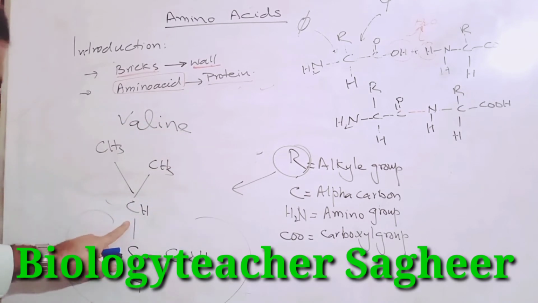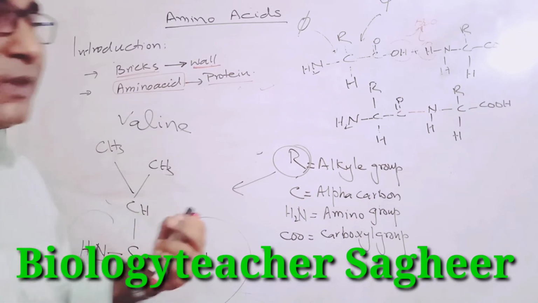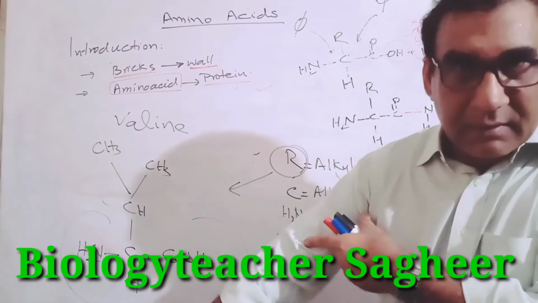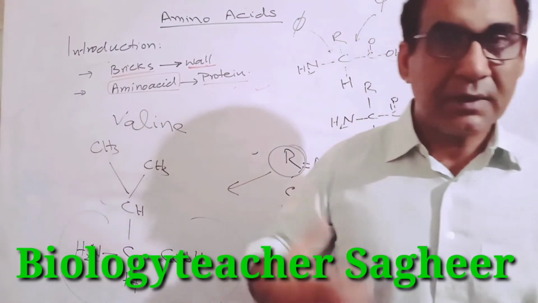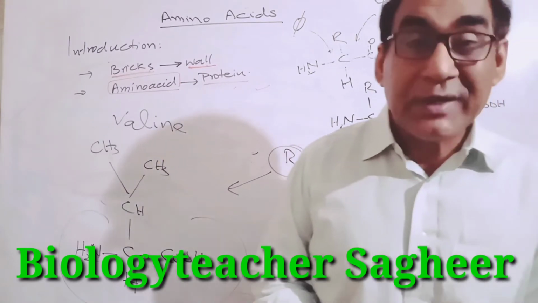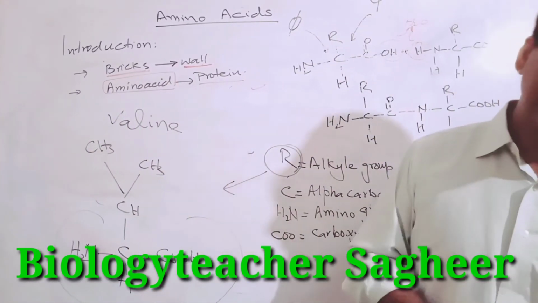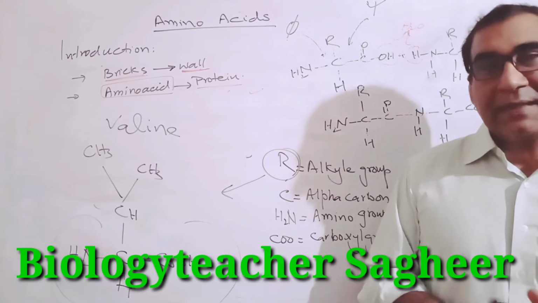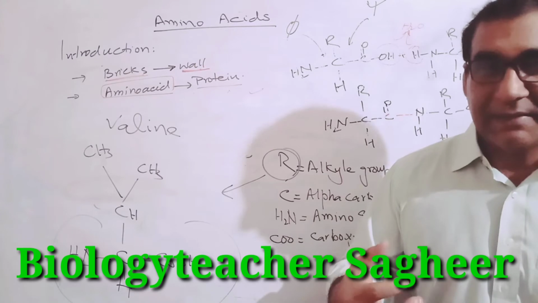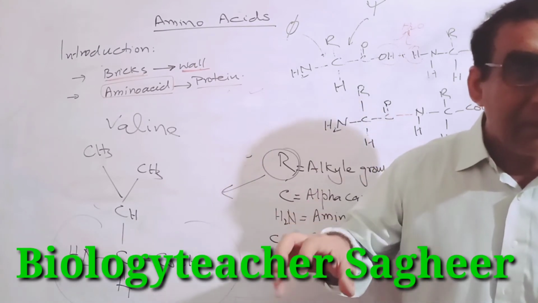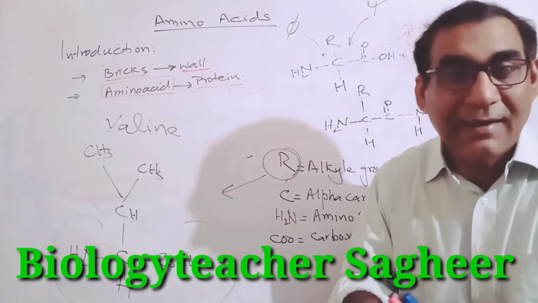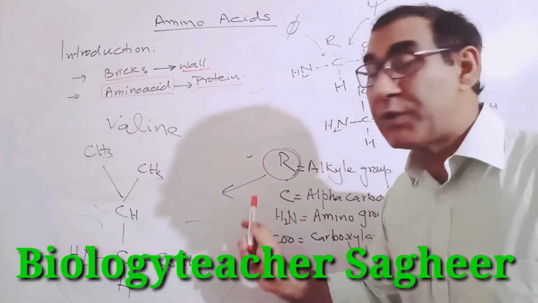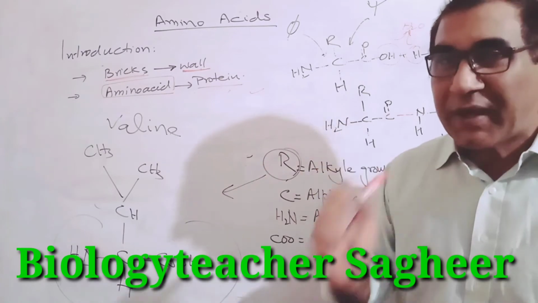So as I have told you, the alkyl group keeps on changing. The alkyl group is nothing but the face of an amino acid. All human beings have hands, legs and a trunk, and you cannot distinguish a person through these things. When you apply to a certain agency or company, they say you must paste your passport-sized photograph, and you paste your face, not your hand, not your legs. So something which distinguishes you is your face. The same is true here. The alkyl group is nothing but the face of an amino acid.